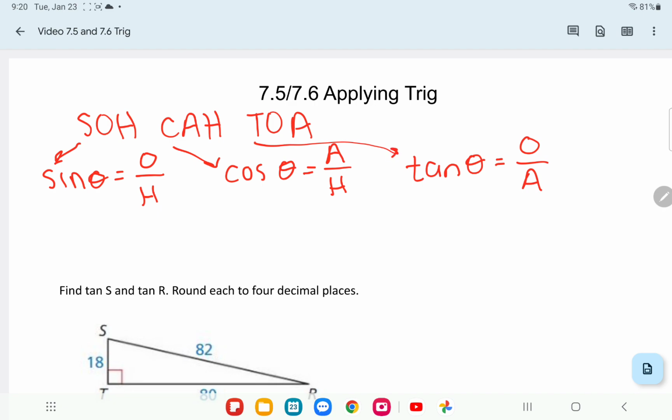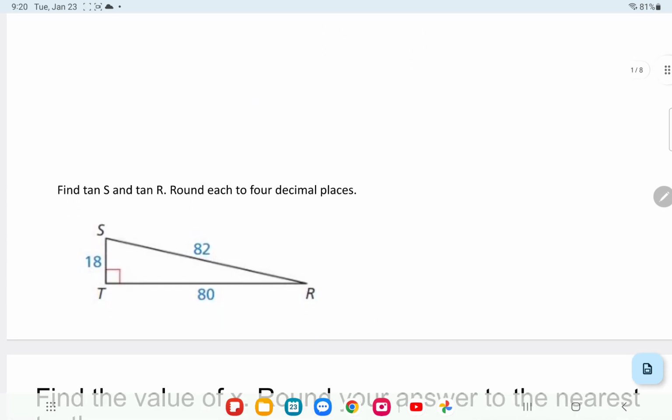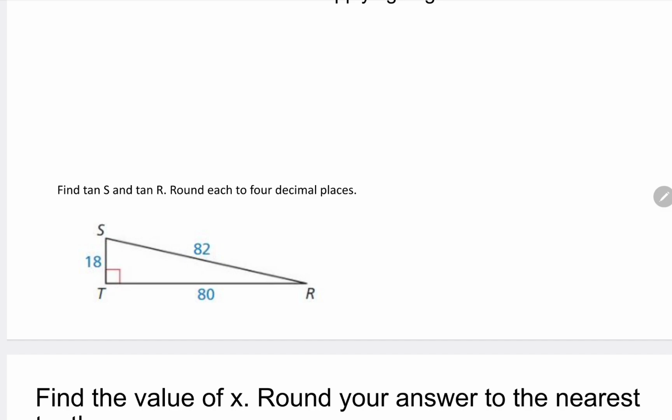We're going to start by talking about tangent, and I'm going to need to scroll down a little bit here. So to do tangent of S, that means we're looking from angle S. Tangent is not something on its own. It has to be tangent of something else, one of the angles. And so in this case, we're looking from S, tangent of S. Tangent of S, or tangent in general, is opposite over adjacent.